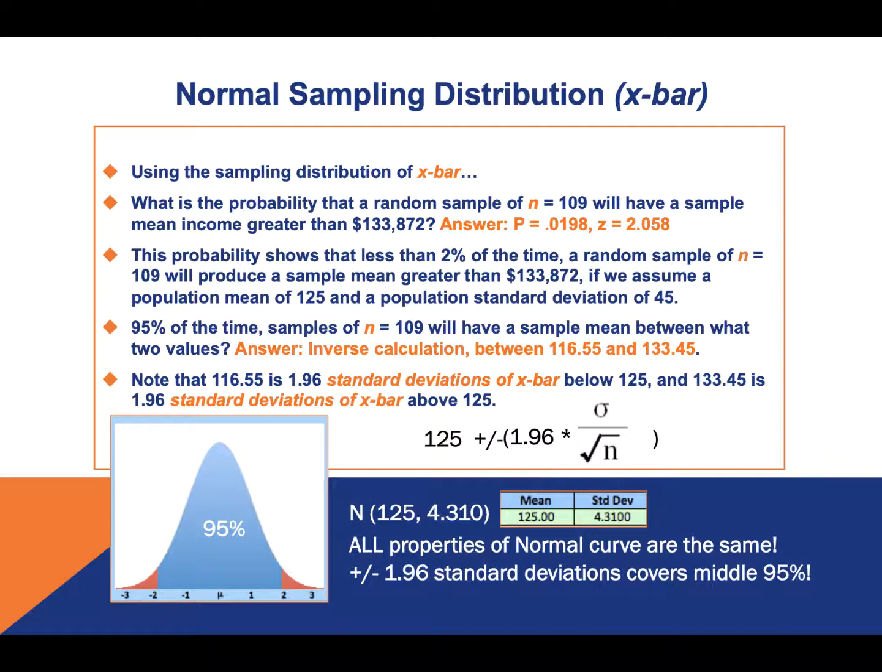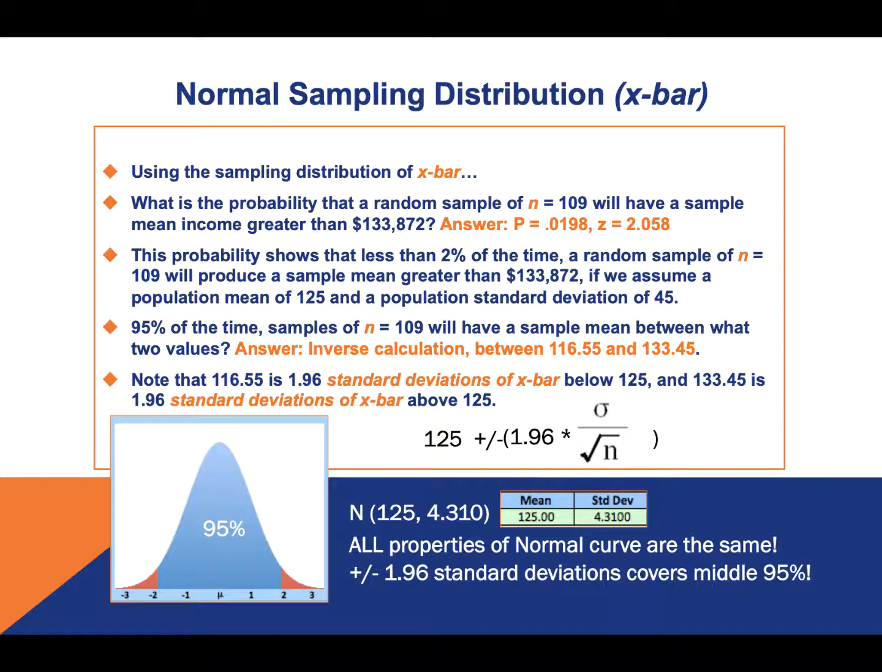We can use our normal sampling distribution of x bar to make probability statements about sample mean values. For example, what is the probability that a random sample of 109 will have a sample mean income greater than our x bar of 133,872? And the answer is only about 2% with a z-score over 2. This probability shows that our sample mean would be very unlikely to occur at random, only 2% of the time, if the true population mean were 125 and the population standard deviation were 45.